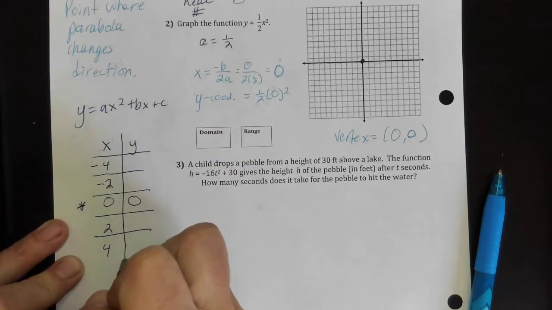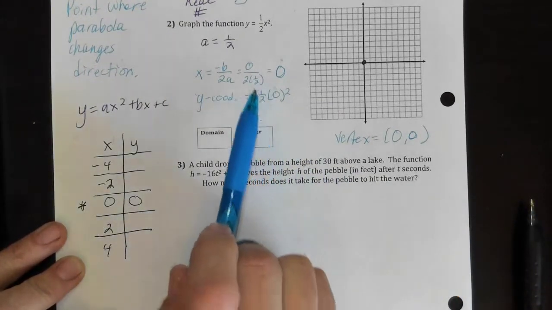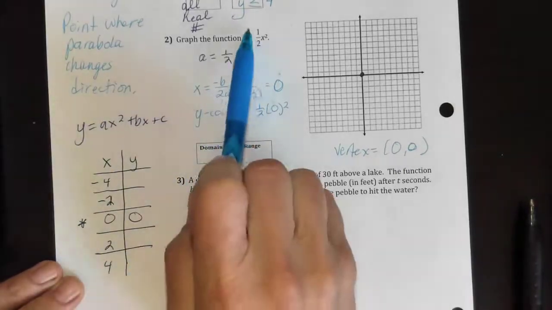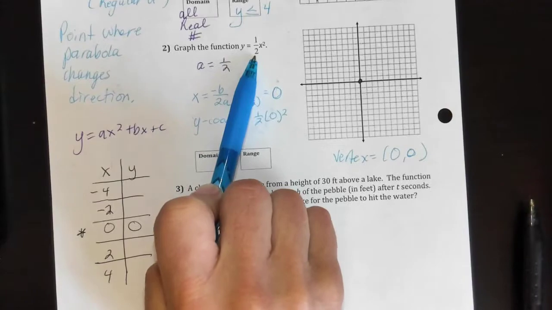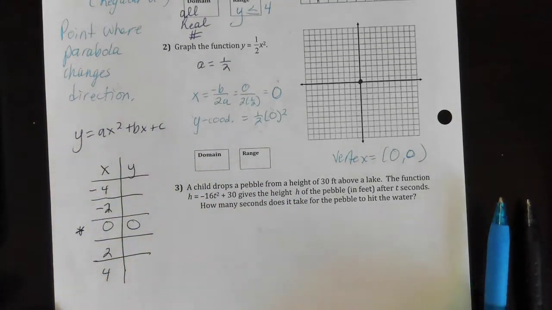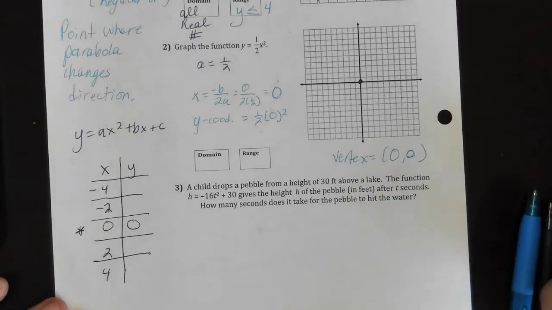Now you might be asking, why am I putting a 4 in for the x's? Here's the reason why. When you have a fraction like this, it's nice to pick numbers for your parabola that are divisible by the denominator of your fraction. So 2 goes into -2 and -4, and we don't get fractions. We get nice answers out. That just makes it easier to graph.